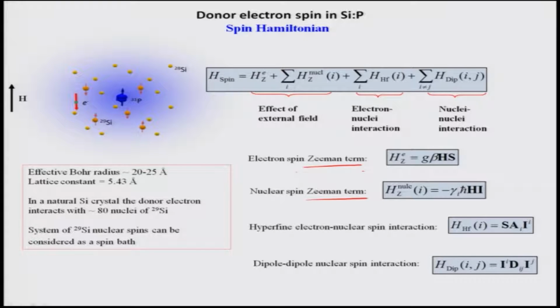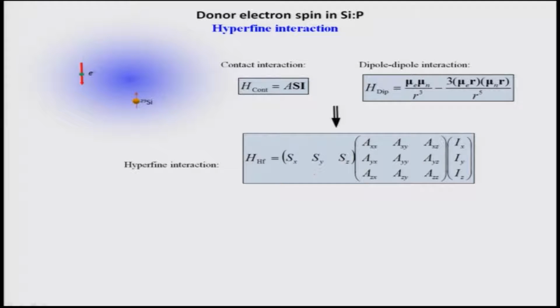One is due to the electron spin, the other one would be the nuclear spin. Then the hyperfine electron nuclear spin interaction is the other part, which is due to the electron nuclear interaction. And finally, it is the dipole nuclear spin interaction, which is due to the nuclear part by themselves. So there are all these different parts which give rise to these different interaction Hamiltonians, which form the total spin Hamiltonian that has been looked at.